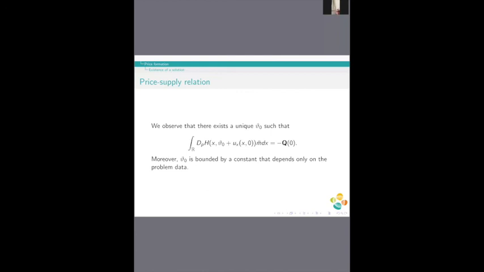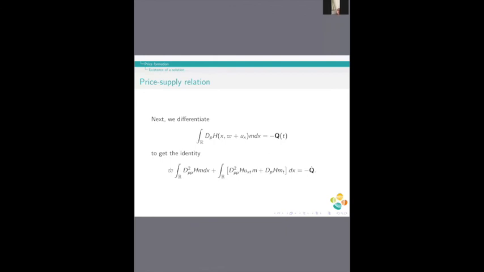So this is the key thing: at one point you can solve, but if you solve this for every time, then you have an issue. So the way this is solved is a bit different. What we do is that we find an equation for the price. We look at the balance condition and we differentiate, and we get an identity.